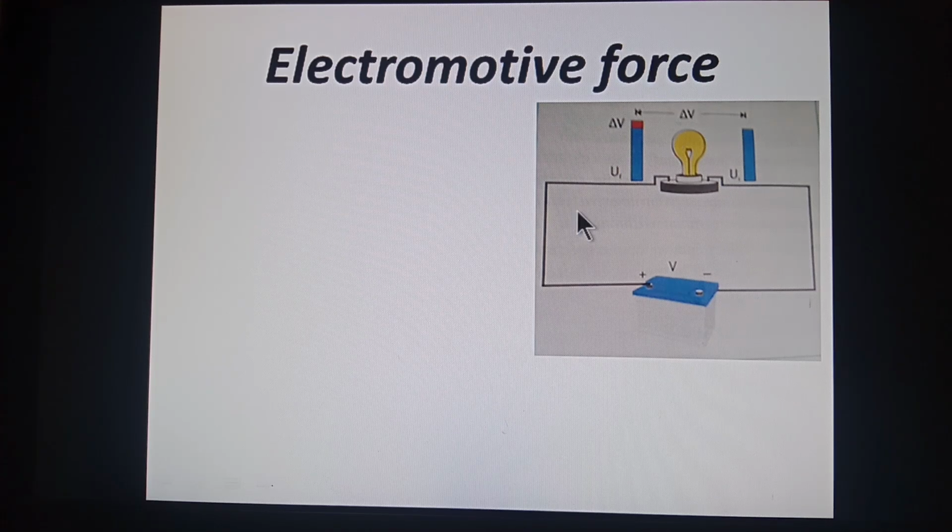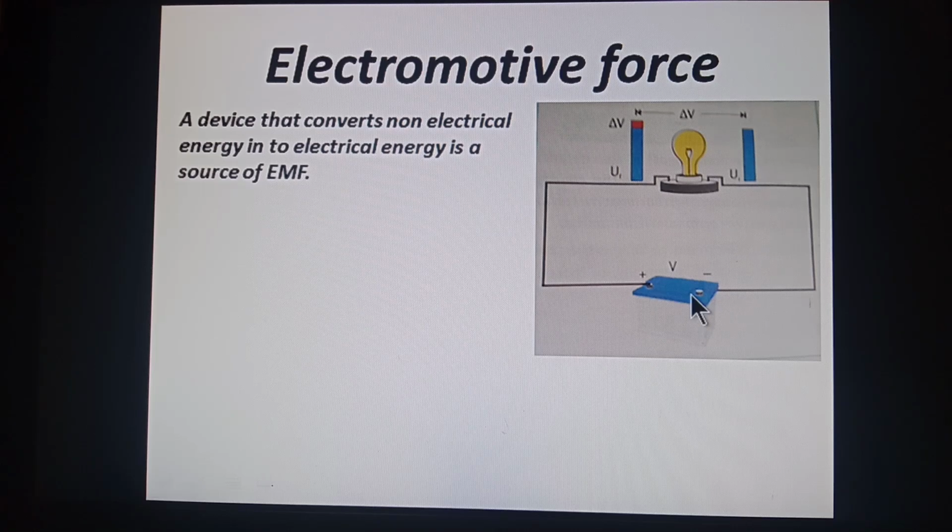Students, when the charge enters the battery from its negative side, the battery performs some work on it and raises this charge from lower potential to higher potential. This work done by the source in moving the charge from lower potential to higher potential is known as EMF of the source. What is a source of EMF?